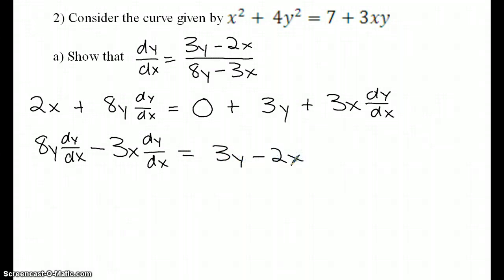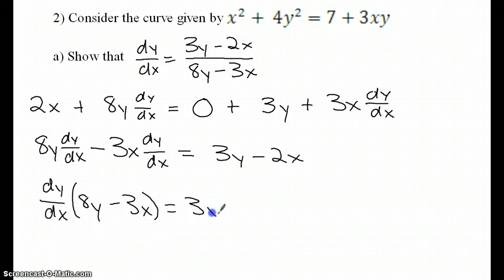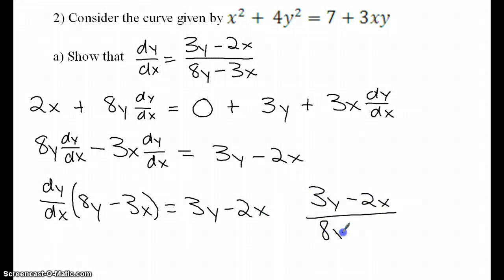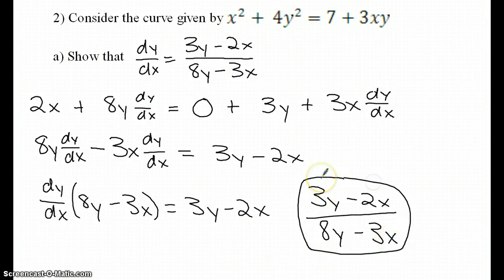So you can already kind of see the makings of our answer here. We're left with a factor, dy/dx, times 8y minus 3x equals 3y minus 2x. And finally, we divide both sides by 8y minus 3x, and we get 3y minus 2x all over 8y minus 3x. And indeed, we've shown that that is the derivative.